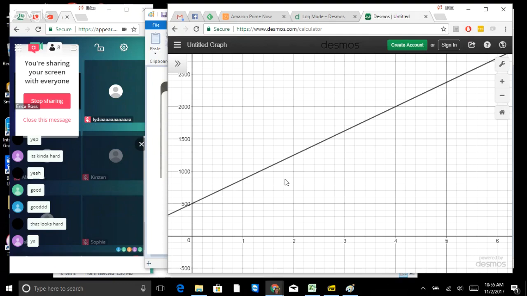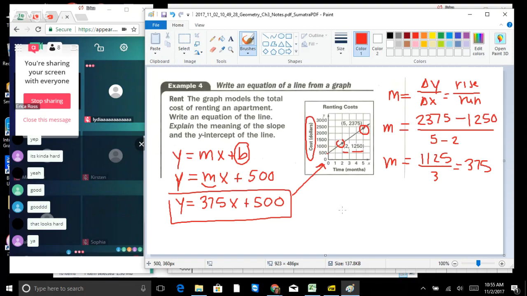Okay, the last two things is explain the meaning of the slope and the y-intercept. What do they mean? So here's my graph. Let me flip back to here. What this means is that at time 0, before you move into your apartment, you have a y-intercept of $500. So what do you think that means? At time 0, you have to pay $500. What do you think that $500 represents in terms of renting? So this is kind of stretching you a little bit.